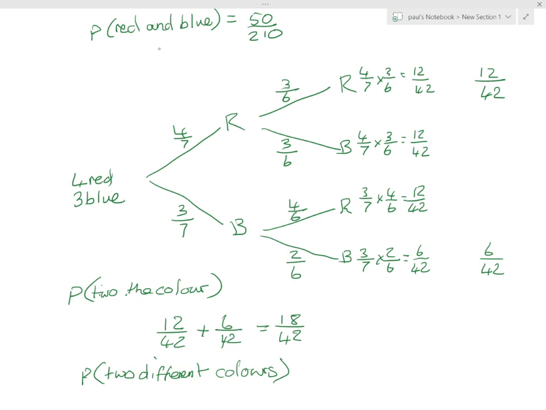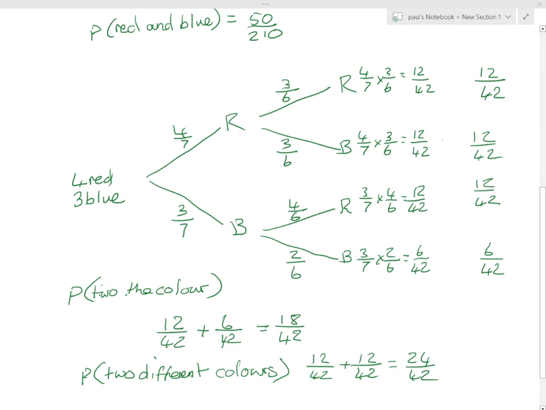So how about the probability of 2 different colours? Okay, so this could either be red-blue or blue-red. So the red-blue is this one here, 12 over 42. And the blue-red is this one here, 12 over 42. So let's add them then. 12 over 42 plus 12 over 42 is about a grade 5 or 4, something like this, and it's 24 out of 42. So there are probabilities using the probability tree. And that will be the end of the first part of this, because we went on to do something else, which I'll do in the second part.